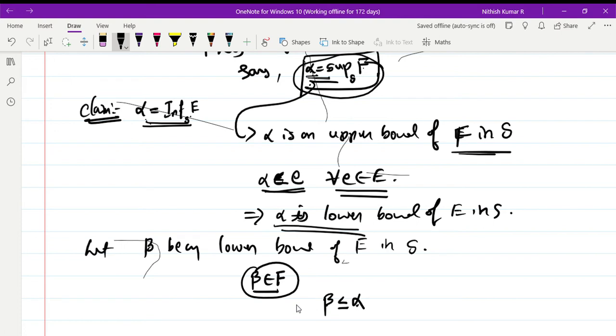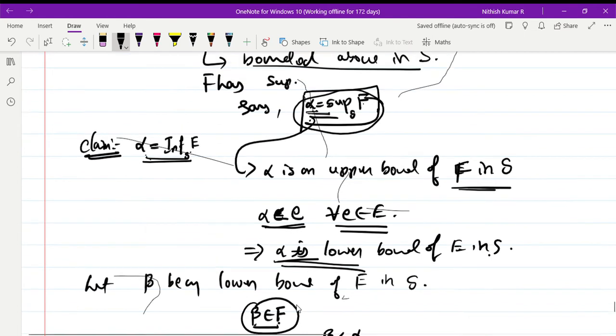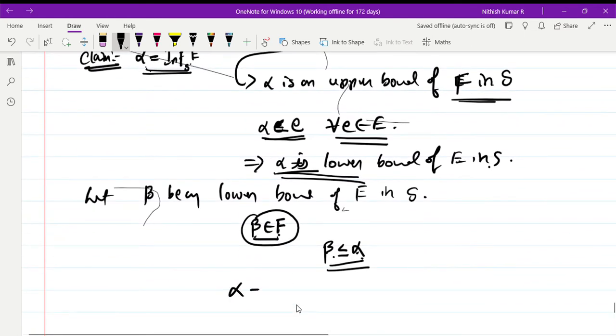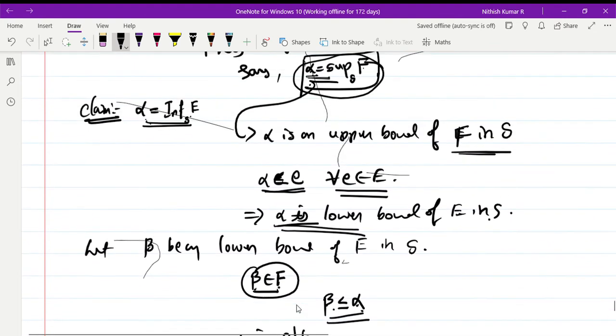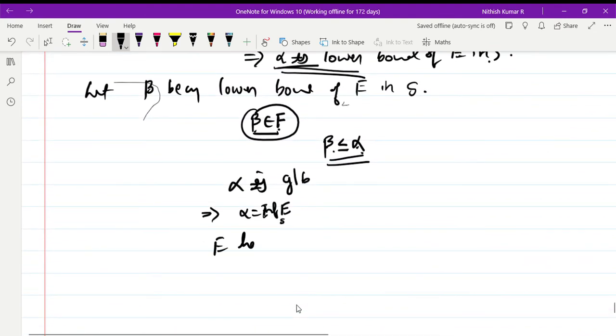Since alpha is a supremum of F and beta is an element of F, beta is less than or equal to alpha. Now we got alpha is a lower bound of E in S, and for any beta a lower bound of E in S, alpha is greater than or equal to beta. Therefore, alpha is the greatest lower bound. This implies alpha is equal to the infimum of E over S. Therefore E has infimum.